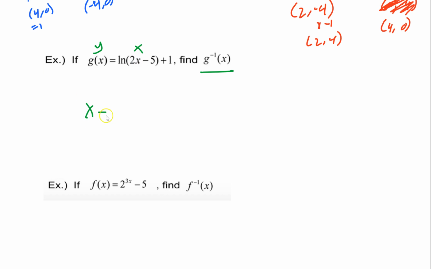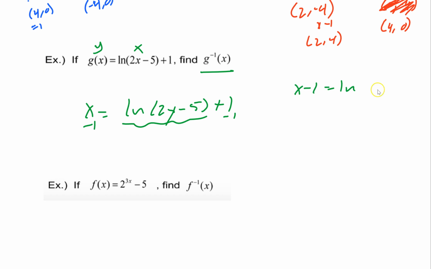So you're going to have x equals natural log of 2y minus 5, plus 1. So how do I get y by itself? It's a natural log problem, so let's try to isolate this natural log. Subtract 1 from both sides: x minus 1 equals natural log of 2y minus 5. Remember, the way you get rid of natural log is you take e to both sides.